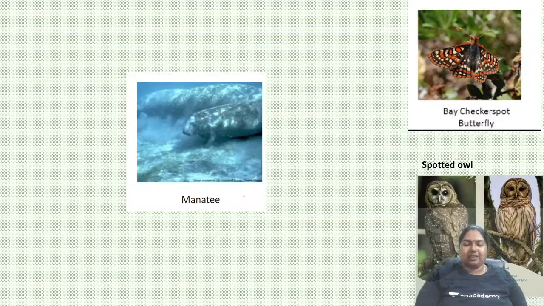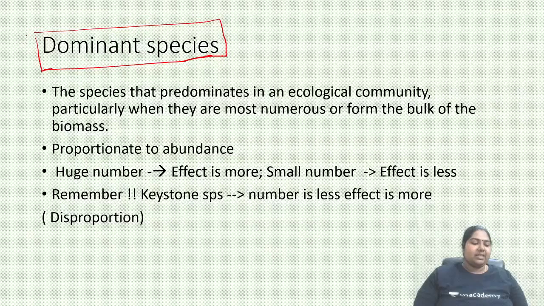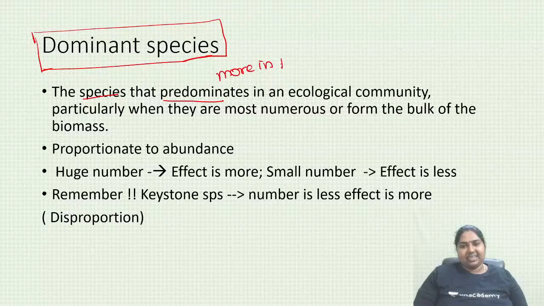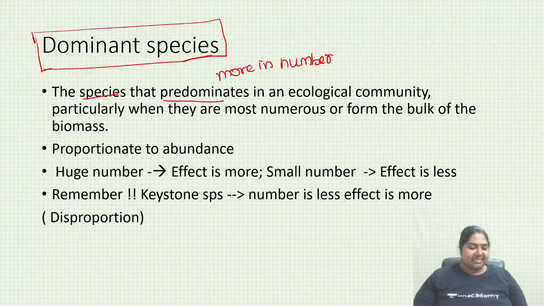The next species that we are going to learn is called the dominant species. What is this dominant species? The species that is predominating, that means it is more in number. In the case of the keystone species, it was low in abundance. But these dominant species are more in number, so they are numerous and predominating.